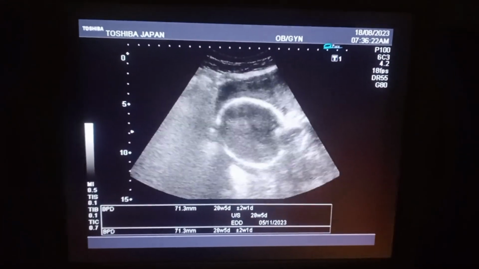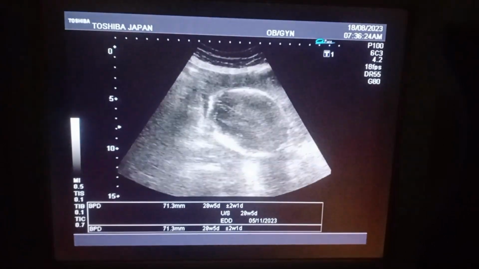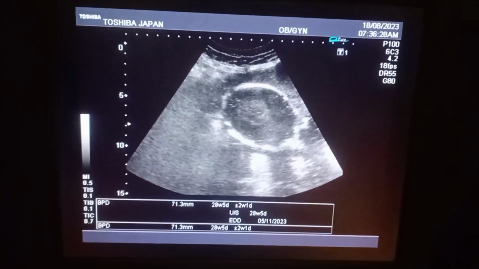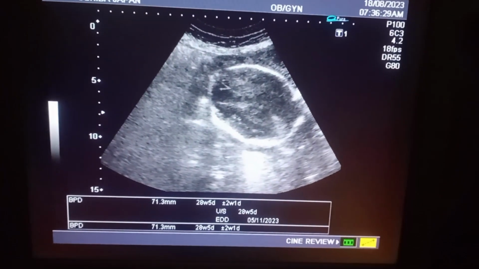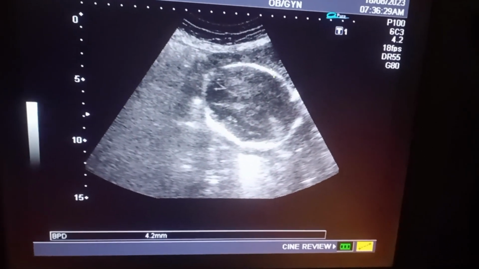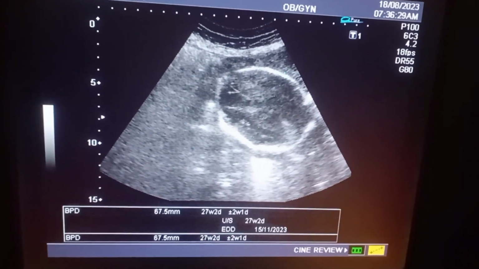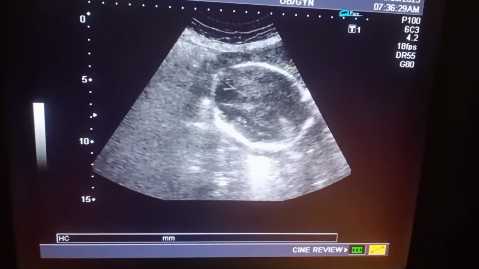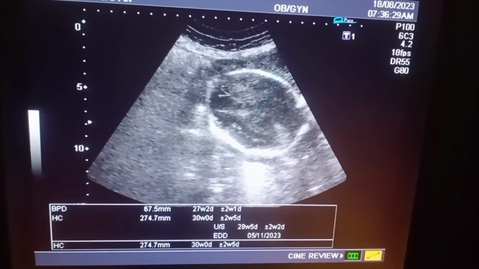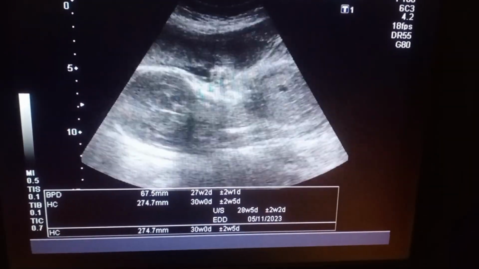This is the fourth baby of the patient. She is 28 years old and previous three. So we'll do the liquor. This is a case of oligohydramnios with breech baby. Baby is breech.